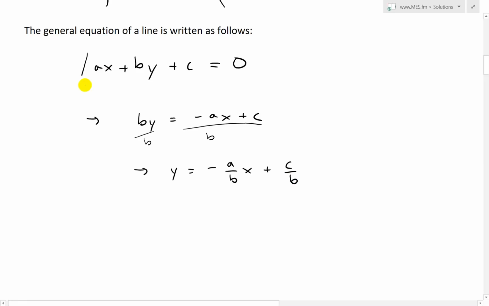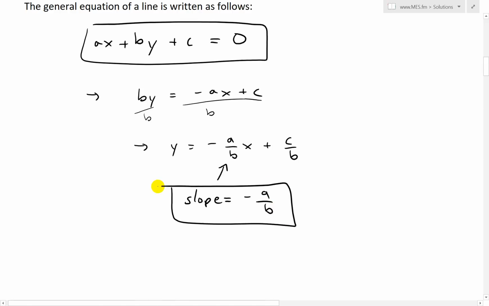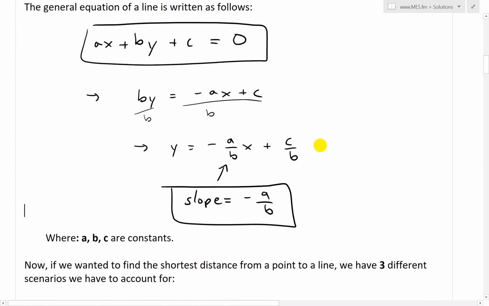So if this is the equation of a line like that, in this case the slope is equal to negative a over b. And put this note as well, where a, b, and c are all just constants.